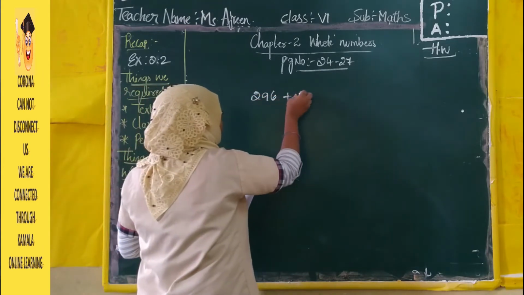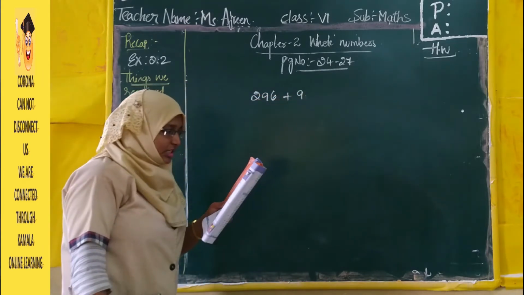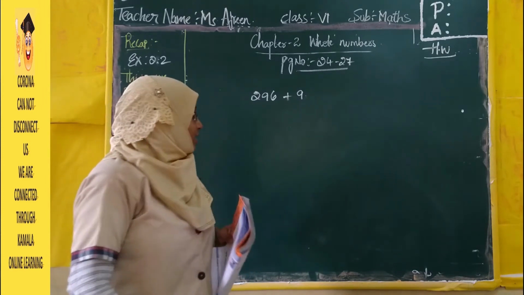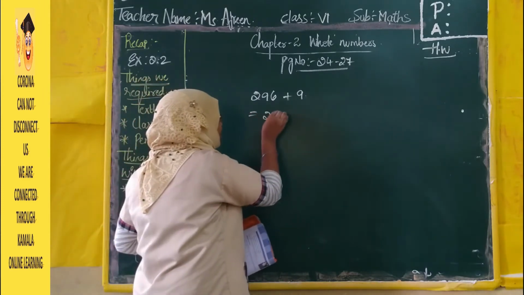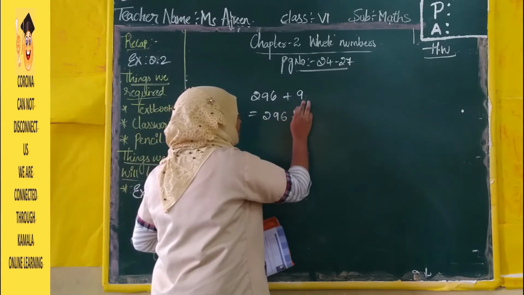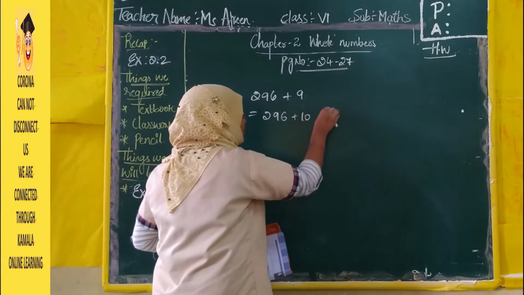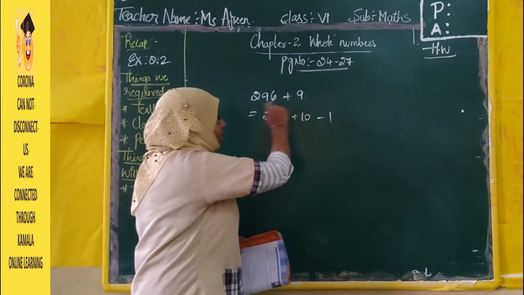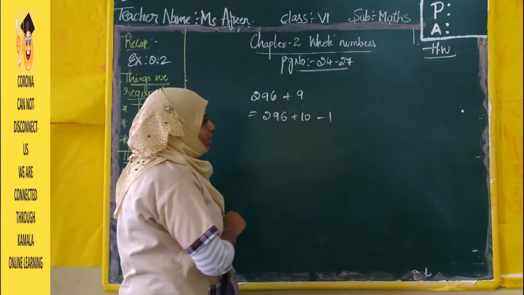296 plus 9. Let's see what they are saying first. So 296 plus 10 minus 1. We can represent this 9 as 10 minus 1. 10 minus 1 is 9. Now I will add this to 10.